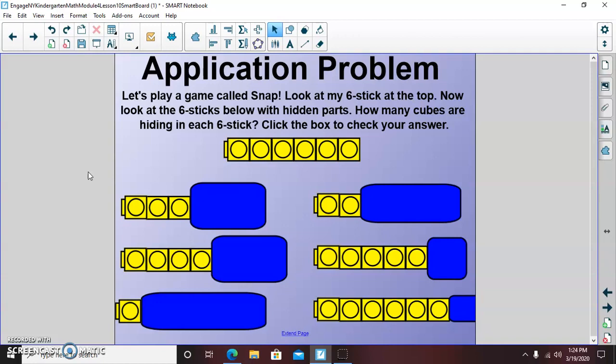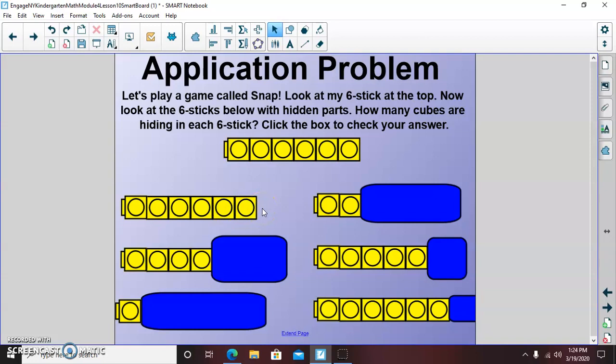So here we go. We put up 6. Now how many do we see here are uncovered? 1, 2, 3. I want you to put 3 fingers down. 1, 2, 3. How many fingers do you have left? 3. Very good. Let's see if there's 3 hiding here. 1, 2, 3. Great job.